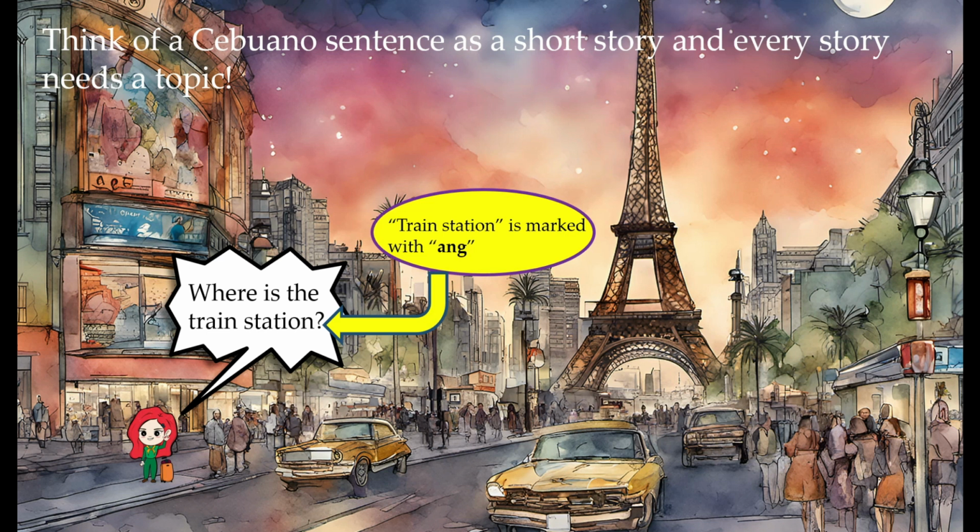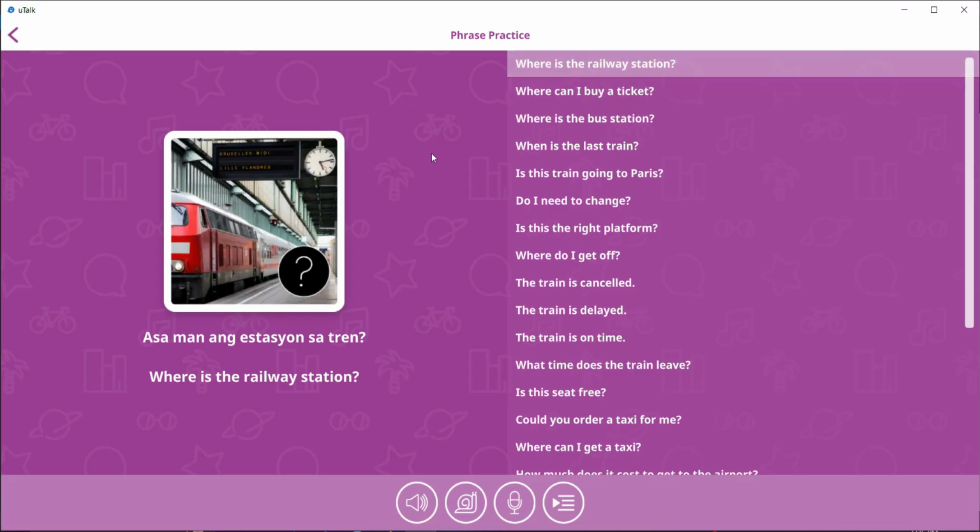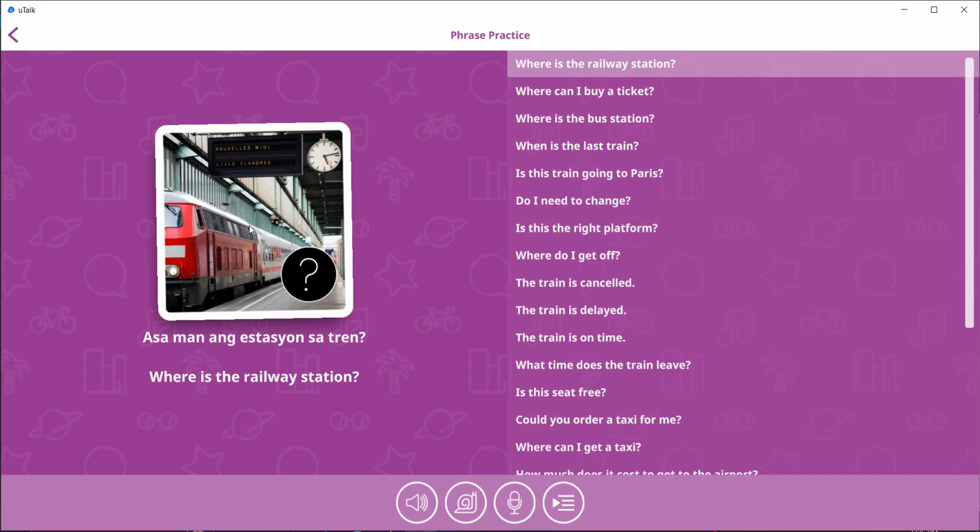So in Cebuano, the train station must take the particle ang, because it's not a person's name, right? It's a place. It's a noun that's not a proper name. So therefore, you put ang. So let's take a look at some more examples.